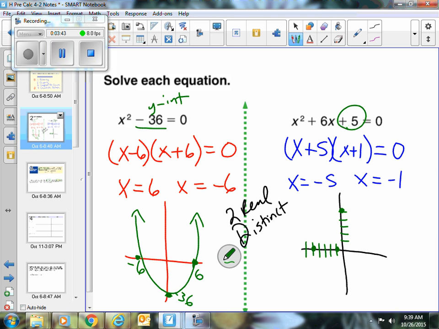Let's talk about the vertex for a second for this one. The vertex is not a point that's obvious to me. The only thing I really know about it is that it has to be halfway between the zeros.